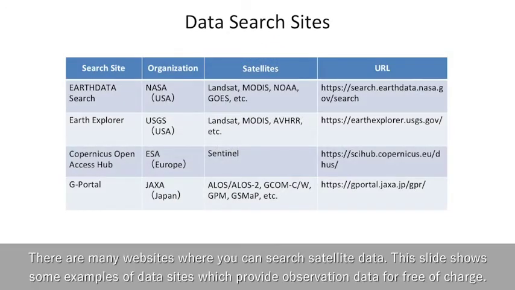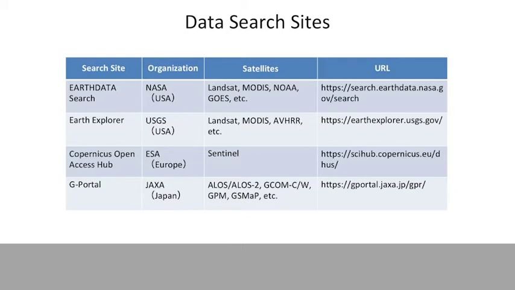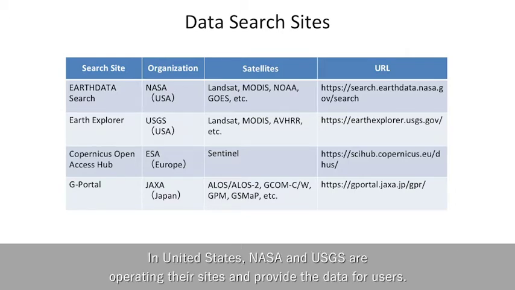There are many websites where you can search satellite data. This slide shows some examples of data sites which provide observation data free of charge. In the United States, NASA and USGS are operating their sites and provide data for users.